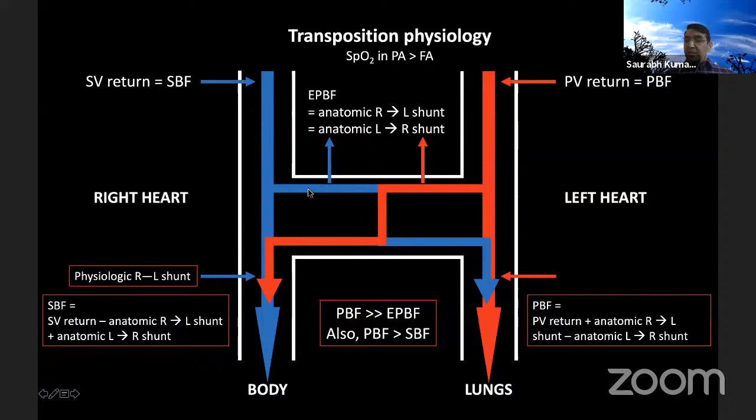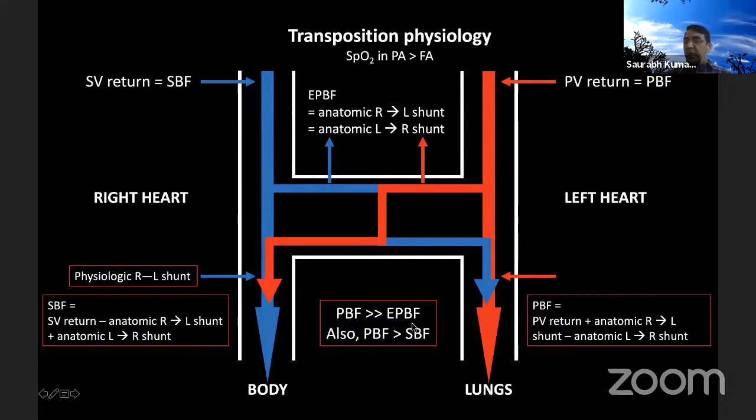So there is some communication in the form of ASD, VSD or PDA. So if there is a communication, let's say at the level of ASD, this amount of blood from systemic venous return will reach the lungs, and this blue portion only is the one which is contributing to oxygenation. So effective pulmonary blood flow is only this anatomic right to left shunt, and therefore the pulmonary blood flow is much more than effective pulmonary blood flow.